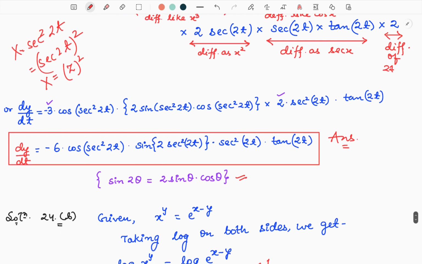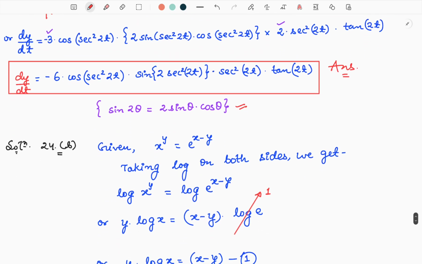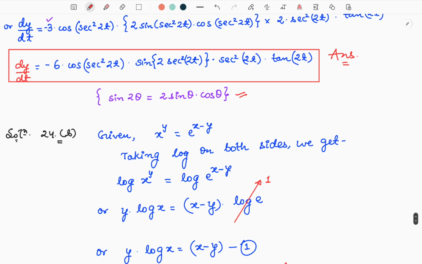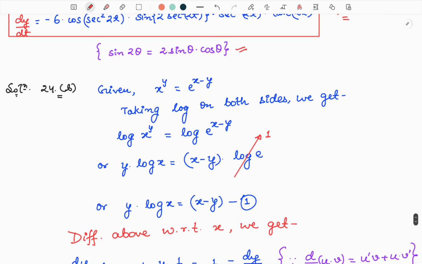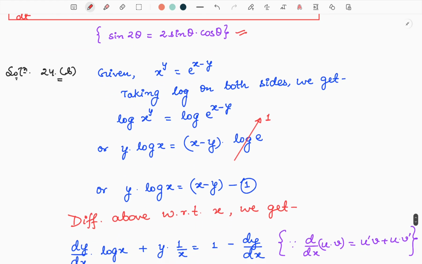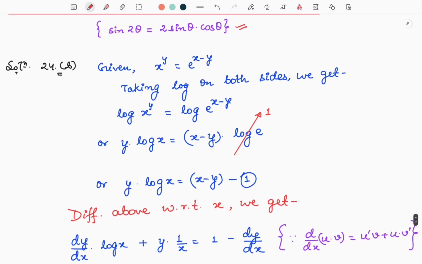Another option is given within question number 24, that is 24b. So let's solve 24 part B. This question is based on, again, the application of continuity and differentiability, and the topic is logarithmic differentiation. This kind of differentiation always requires log to differentiate.